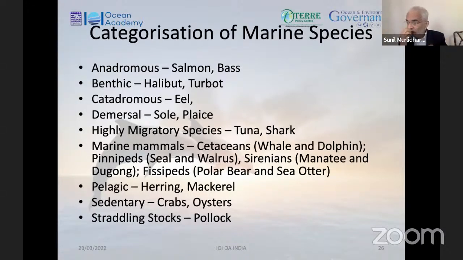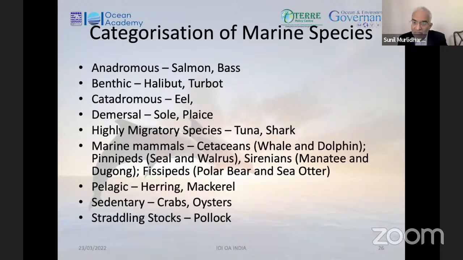Or they even, if there's an artificial thing, they try to go into pipes and go into the river and so on. You might have seen that. So salmon and sea bass, as they're called, are good examples of anadromous fish. They live in the sea for most of their life, and when the breeding season comes, they go back to their birthplace.